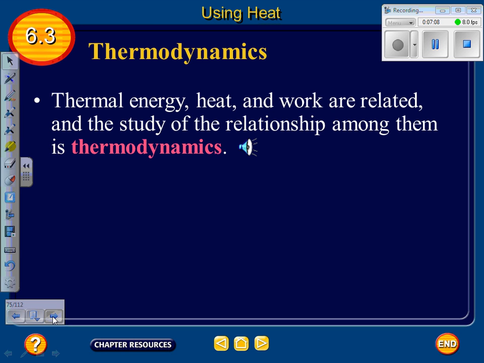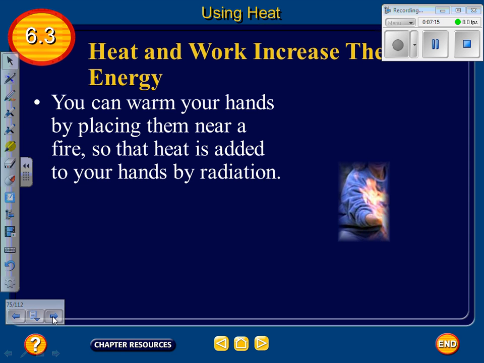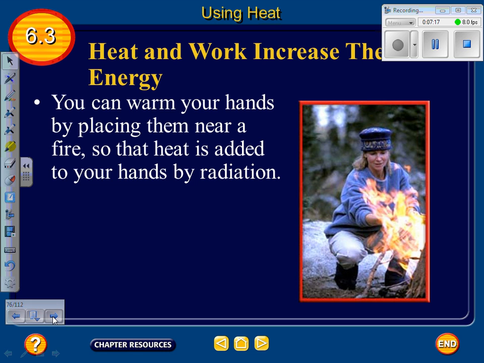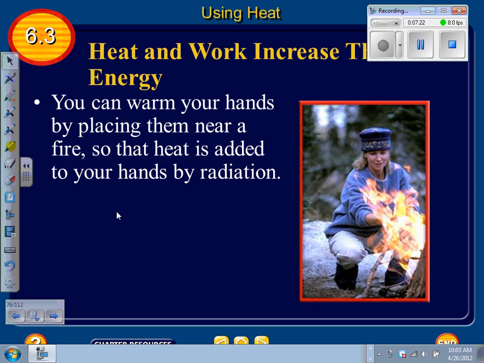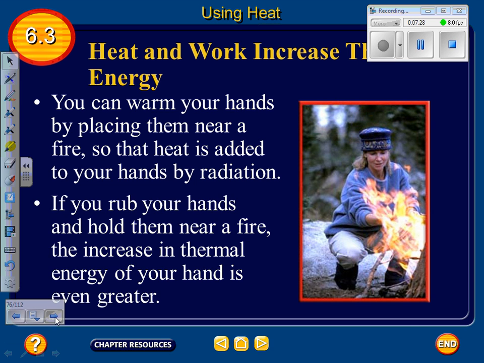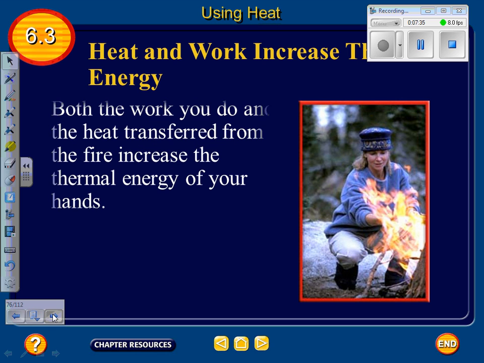Thermodynamics. Thermal energy, heat, and work are related, and the study of the relationship among them is thermodynamics. Heat and work increase thermal energy. You can warm your hands by placing them near a fire so that heat is added to your hands by radiation. If you rub your hands and hold them near a fire, the increase in thermal energy of your hands is even greater. Both the work you do and the heat transferred from the fire increase the thermal energy of your hands.